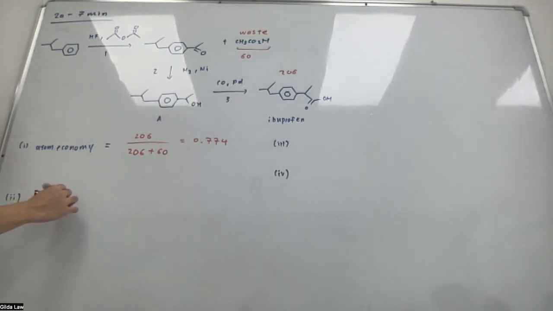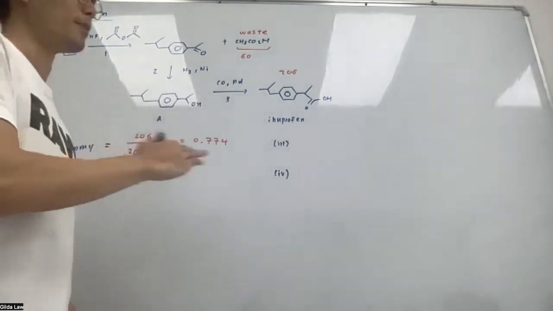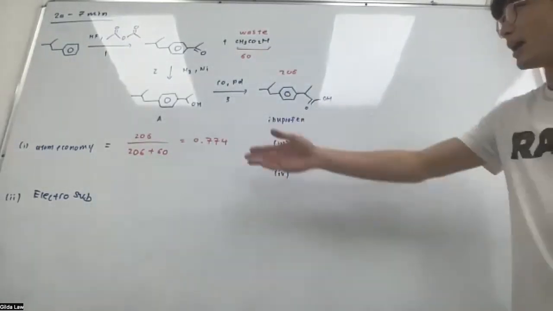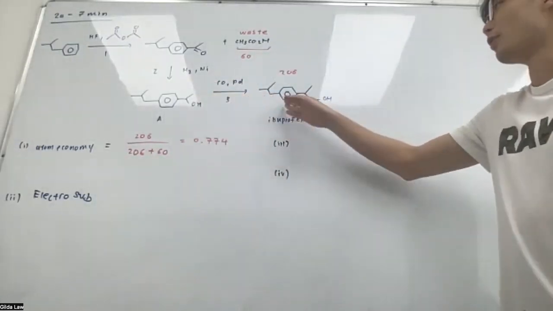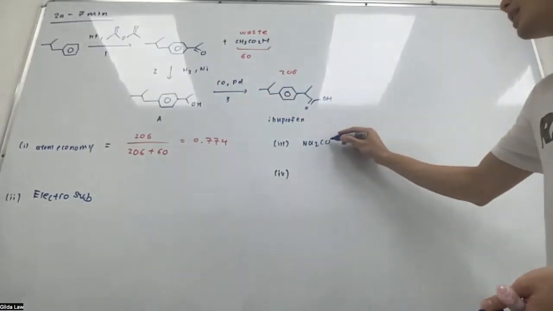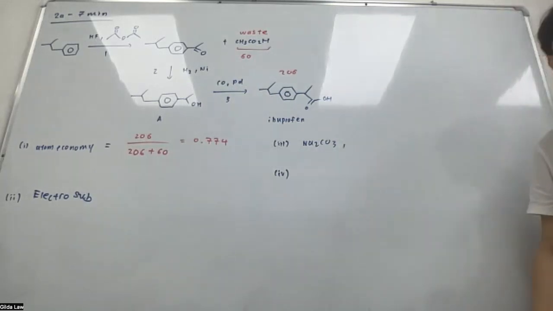It's just your electrophilic substitution because you are substituting onto the benzene ring. Straightforward. Okay, part 3, let's just discuss all the possible answers, distinguishing tests. I don't think it's hard as well, right? A is a secondary alcohol, ibuprofen is a carboxylic acid. One answer you can probably use is sodium carbonate, which will distinguish your carboxylic acid.